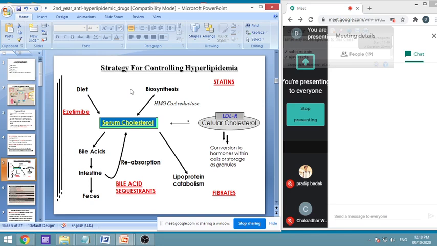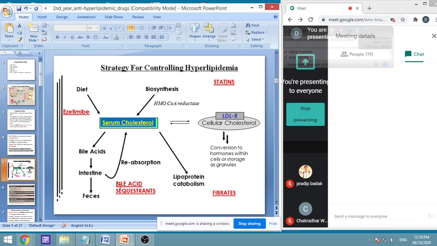So how are we controlling it? First is diet. Along with diet there are certain drugs like ezetimibe, which block absorption. We shall see the details about it. Then we can stop biosynthesis; that is, we can give statins. A statin, that is an HMG-CoA reductase inhibitor, will block the biosynthesis of cholesterol. Cholesterol forms bile acids which come to the intestine and then go to the feces. Here the bile acid sequestrants will stop the reabsorption of this bile acid, so it is not taken back into blood or liver, and it is excreted into feces.